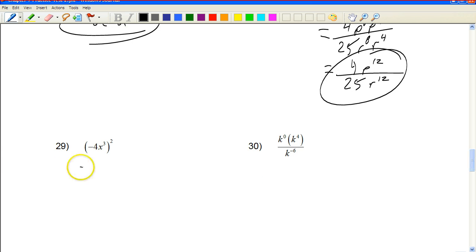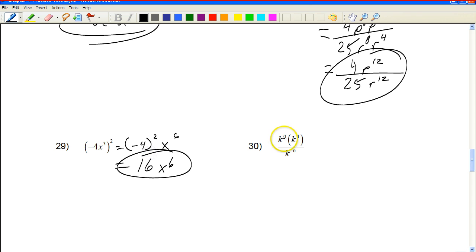Next, all this to the 2nd power, so it's going to be negative 4 to the 2nd power, guys, x to the 6th. Negative 4 to the 2nd power is positive 16. That's 0, so we don't worry about that. That guy changes sides, so it's k to the 4th times k to the 6th, which is k to the 10th.